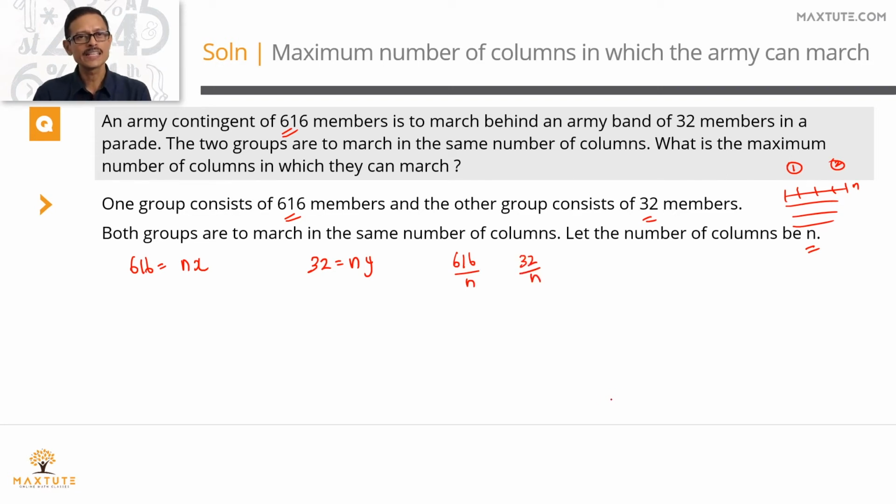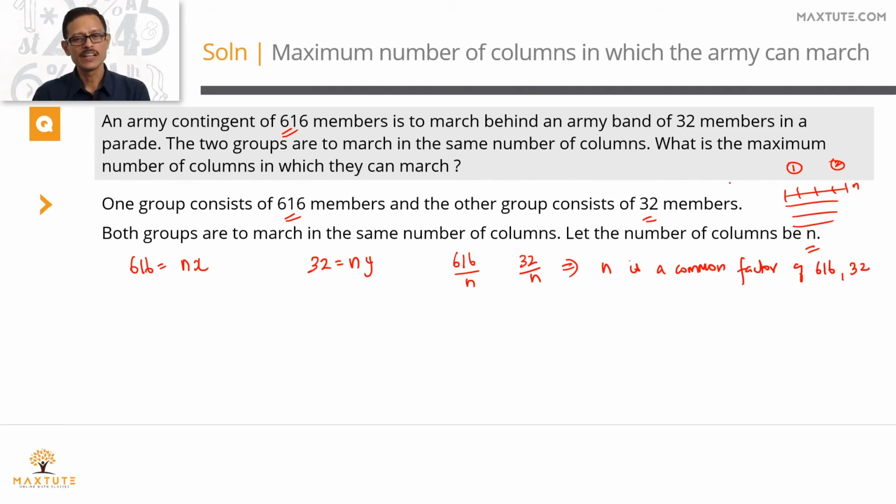Which means, what do we know? We know that n is a factor of 616. We also know that n is a factor of 32, which implies that n is a common factor of both these numbers, 616 and 32.